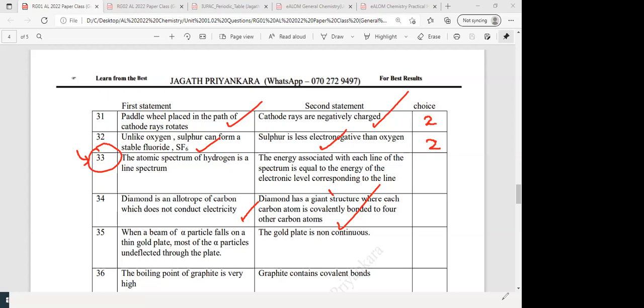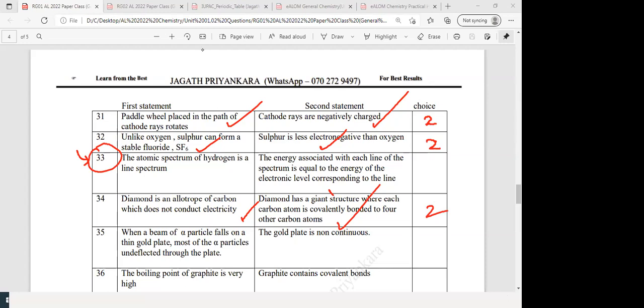Then question number 34 also I told, right? Diamond is an allotropic form of carbon. It does not conduct electricity. That's correct, but it doesn't explain. Yeah, question number 34, it doesn't explain, right? Then question number 35 onwards I'll discuss the next day. It's already 10:30.